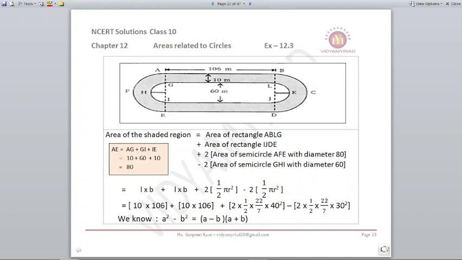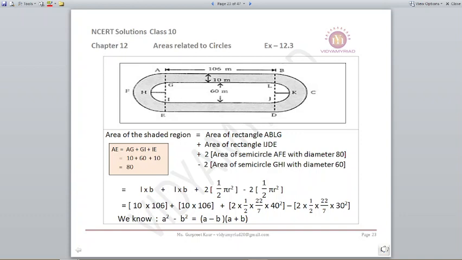Plus, we will add the area of two semicircles, your right and left, whose diameter will be taken as 80. How did we get 80? Inside, if you see, it is 60. And the width of the track is 10 and 10, so 60 plus 10 and 10 becomes 80. So the whole bigger semicircle, or outer semicircle, will have a diameter of 80.